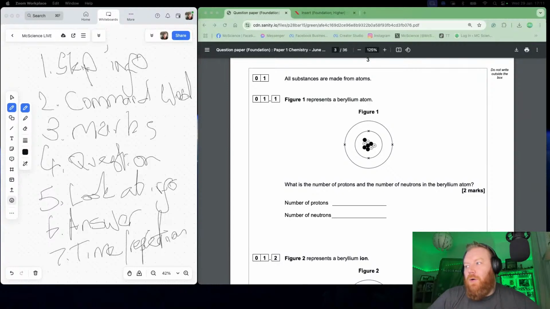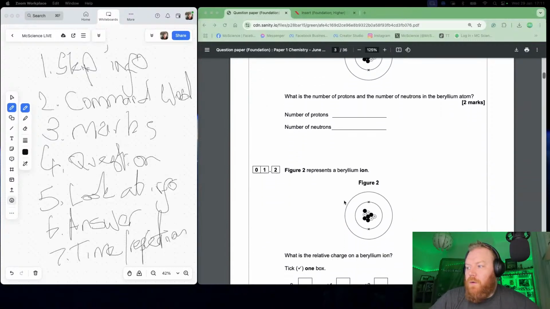All right, so with this question, what is the number of protons and the number of neutrons in beryllium? Protons and neutrons are only found in the nucleus of our atom. A proton has a positive charge and a neutron has a neutral charge. So for this question, we'd be looking at the four positives, giving us four protons and five neutrons in that center.